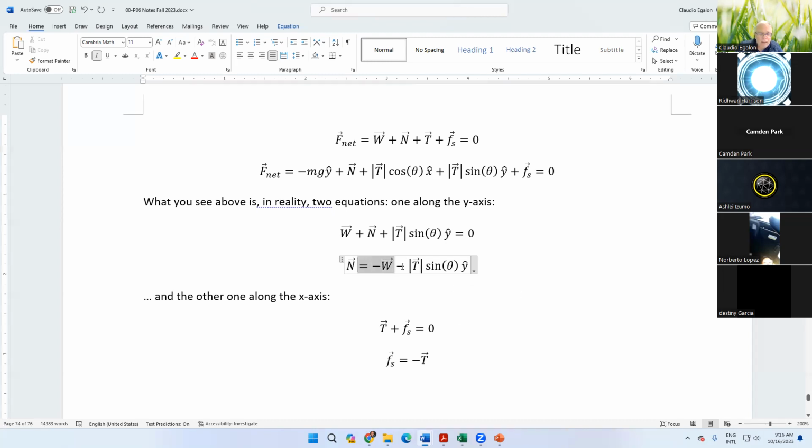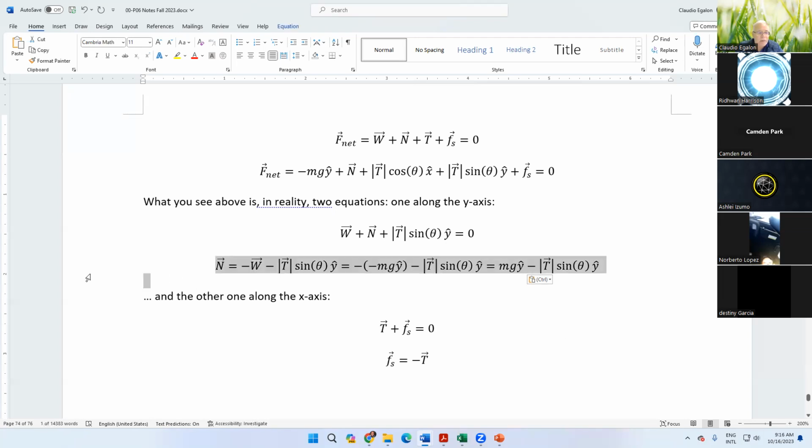Let's not forget, there is one more step we have to take. We have to take it because this weight has that mg in the y hat direction, and this mg has a negative sign. This negative cancels out with the other negative, and we get this relationship here.